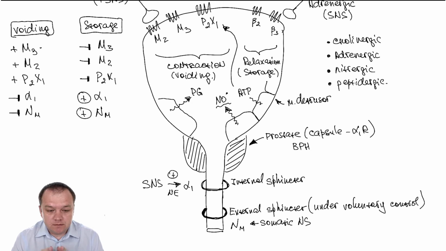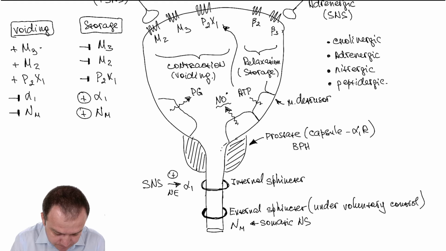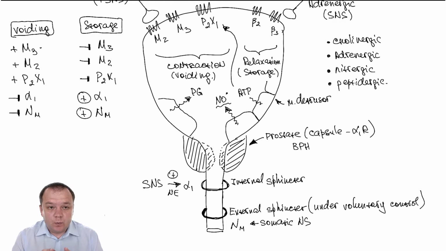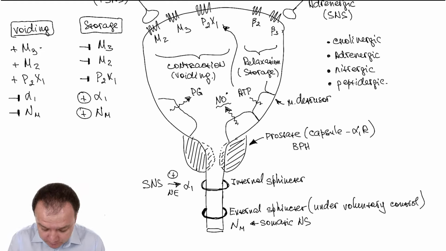increasing size of the prostate, and the prostate pushes on the urethra in case of BPH. One kind of medication that might be used is alpha blockers, alpha receptor antagonists. What kind of receptors? What kind of drugs? Prazosin, let's say, doxazosin, etc.